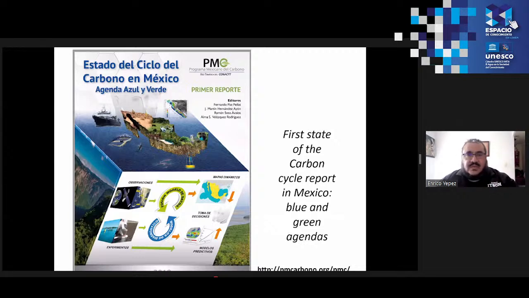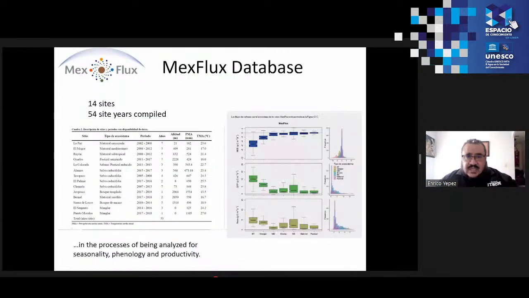So we created a first report where we started synthesizing the information not only from the flux community, but also from the forestry community, from the soils community, from the wetlands community, and so on. So it's an important document that reflects some of the state of the art in research that we have in Mexico regarding the carbon cycle. In the flux community, with some of the synthesis that we did in this first effort, we can see quickly that our ecosystems are very variable.